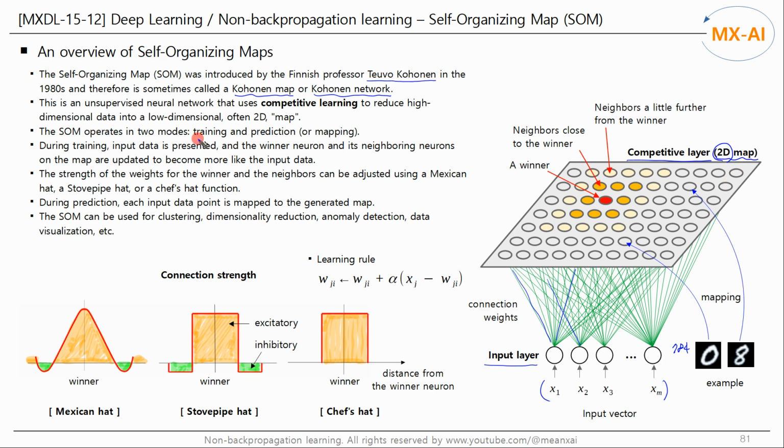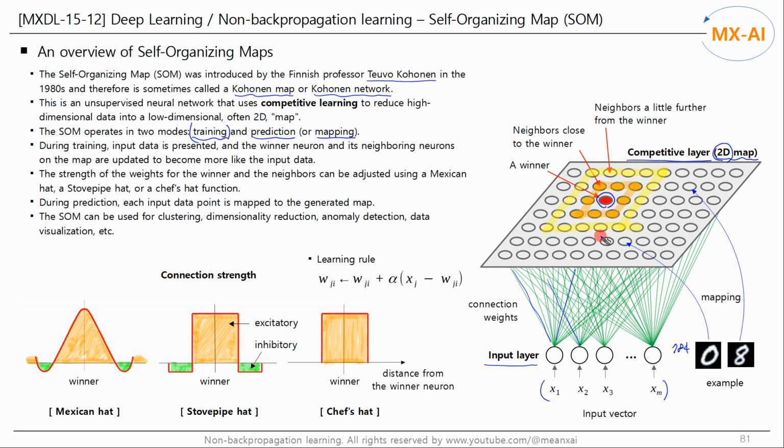The SOM operates in two modes, training and prediction, or mapping. During training, the SOM chooses a winner neuron in the competitive layer for a given input data point. This is identical to the competitive learning model. And then it selects the neighbors close to the winner neuron. For example, in this figure, this is the winner neuron for a given input vector. These are the neighbors close to the winner neuron. And these are the neighbors a little further from the winner.